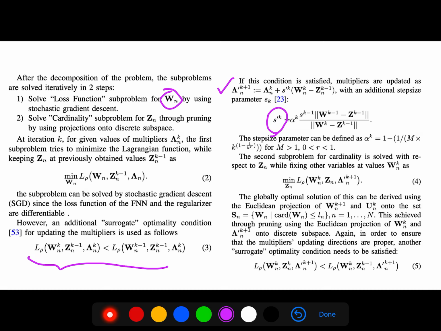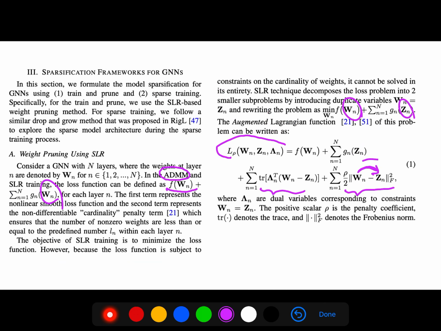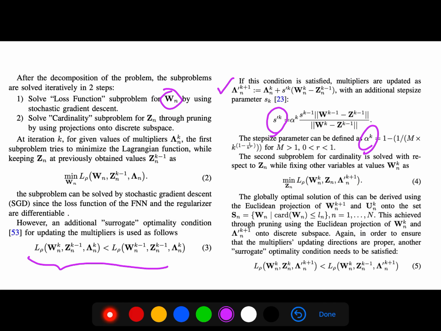The step size can be defined as alpha_k, and the second subproblem is solved with respect to Z_n, while fixing other variables at values W. For example, it reminds me of bilevel optimization. Sometimes it's like coordinate gradient descent. You have two blocks that here are identical. That's why we are minimizing this norm. The globally optimal solution can be derived using Euclidean projection.